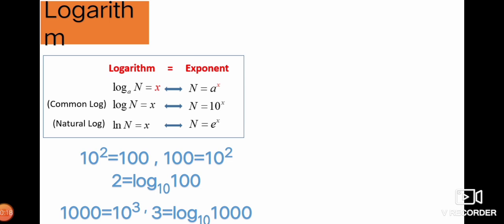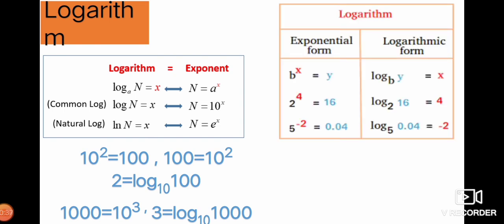10 square is 100. 2 is called log of 100 to the base 10. 10 cube is 1000. 3 is called log of 1000 to the base 10. Index or exponent or power is known as logarithm of number with respect to some base. We can use the rules of logarithm in exponential and logarithmic form to make our calculations very simple.